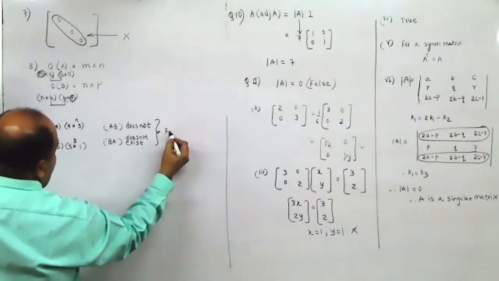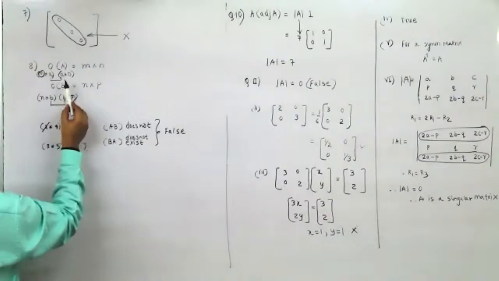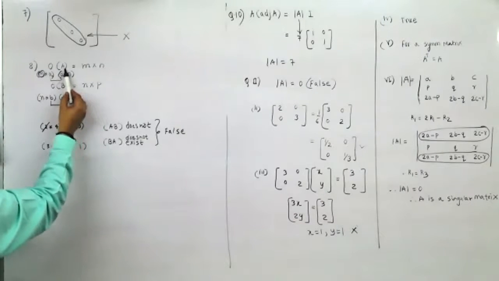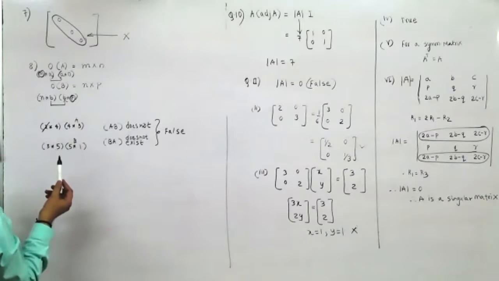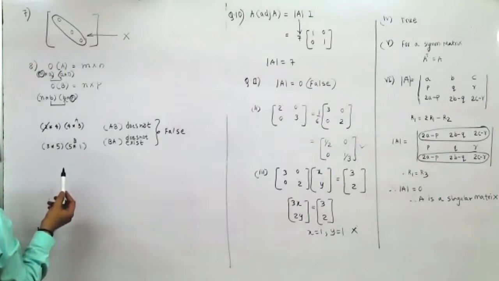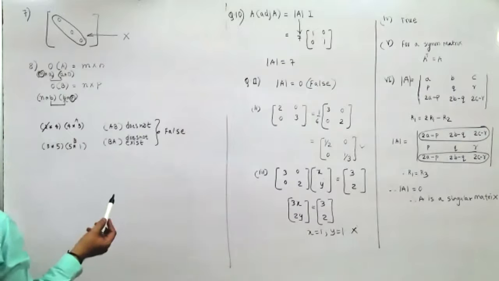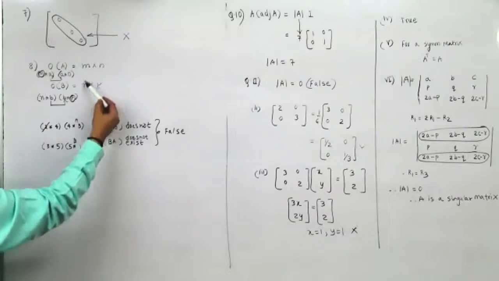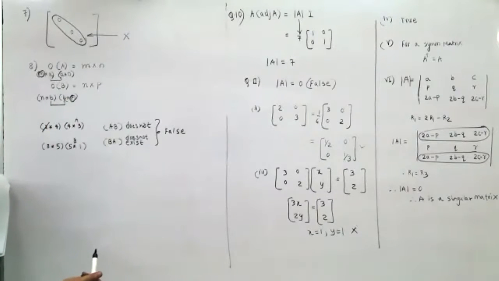So because A is Mn, B is Np. So N is equal to N. No? So A will, wait, A is what? A is Mn. A is not Mn. O into A matrix is Mn. This O matrix can be of any order. Don't go by this order. This is O into A. O means zero matrix.